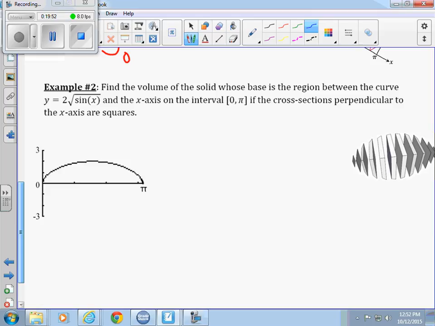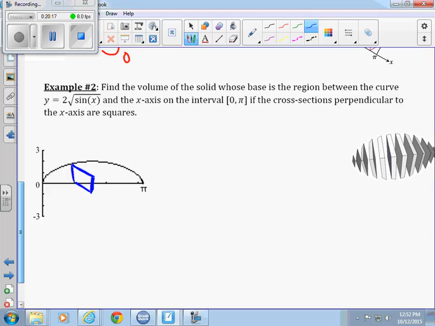Okay, find the volume of the solid whose base is that region and the cross sections perpendicular to the x-axis are squares. So we have a 3D drawing here again. Square popping out of that, right? So see the board over there for what it really would look like.